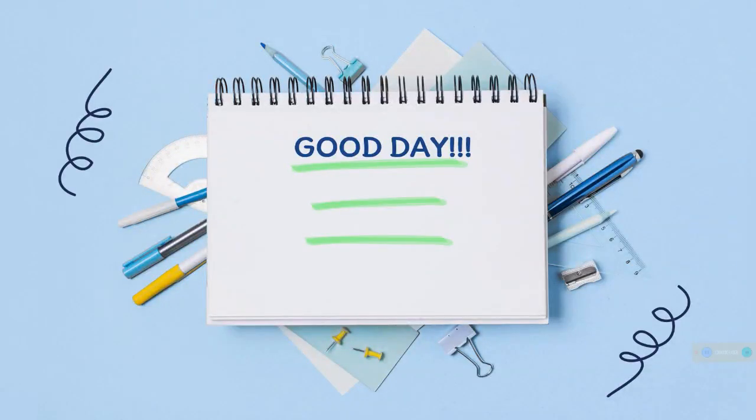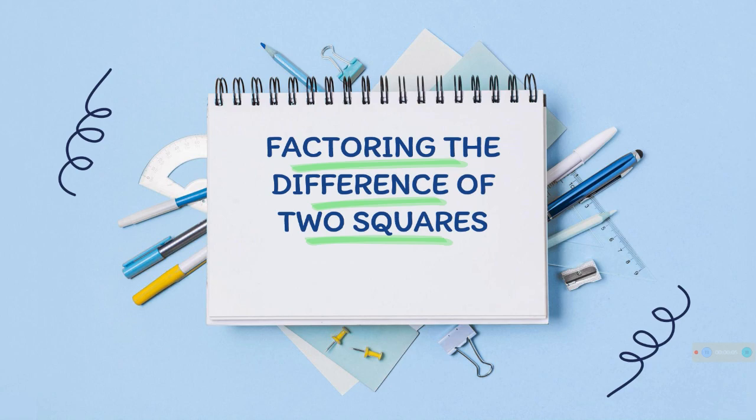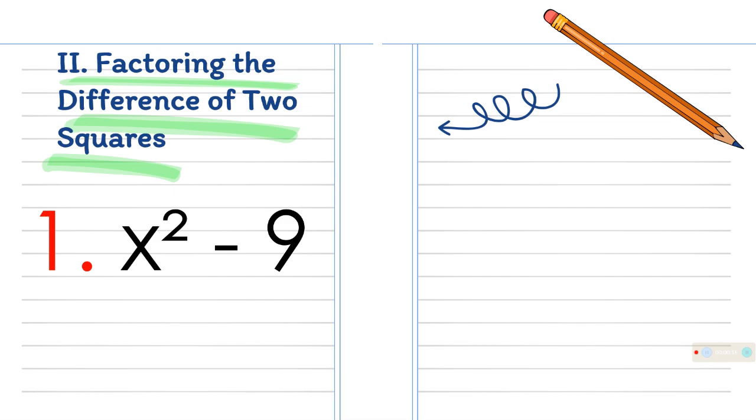Good day! I'm back! Because this day, we are going to have another type of factoring: the difference of two squares. Okay? So let us have the first example.